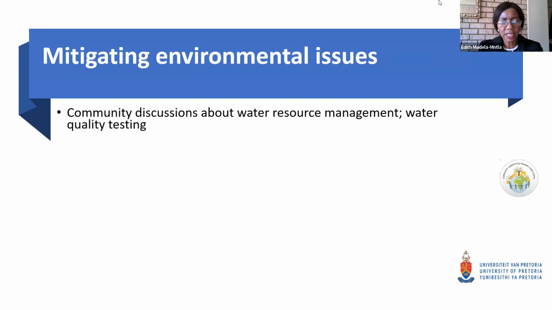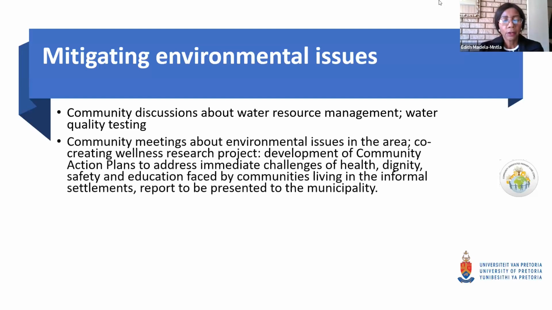But how do we then mitigate these environmental issues? We hold community discussions about water resource management, and we've had a project where we did water quality testing, and it was amazing. I mean, the municipality is delivering water through water tankers, but this water we actually found that it's also not safe. So we tested the water, and we had to advise residents not to actually consume this water, but they can use it for other things. Community meetings about environmental issues in the area.